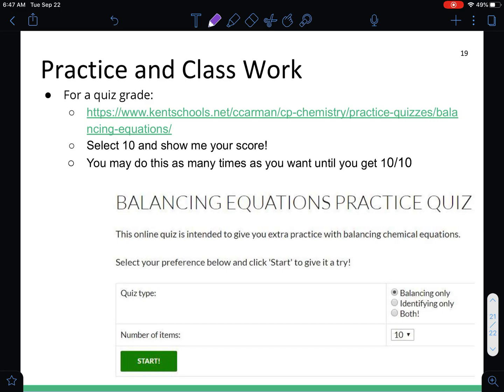All right, you guys will have some practice of your own, and this is actually going to count as a quiz grade. You can attempt this as many times as you need to, but we need to get a total of 10 equations balanced correctly, and then you get a quiz grade of 10 out of 10. Let me know if you guys have any questions.